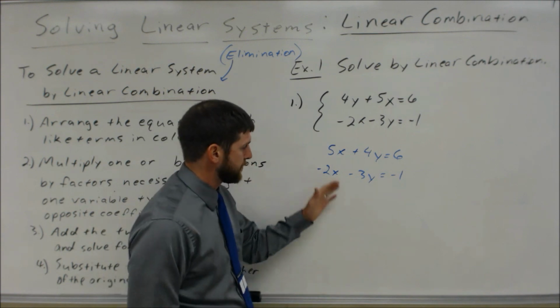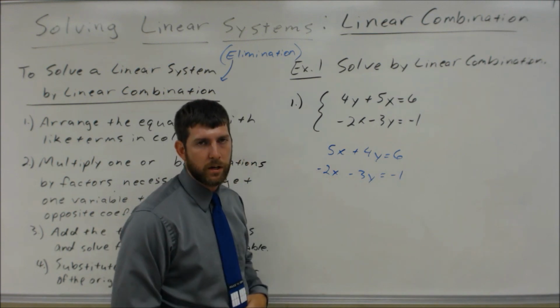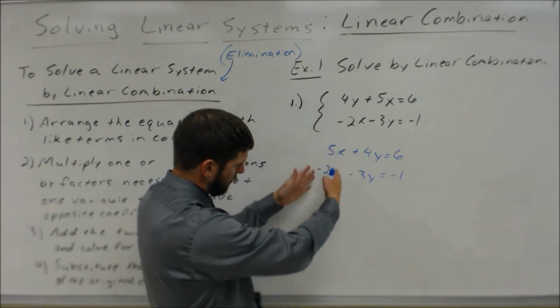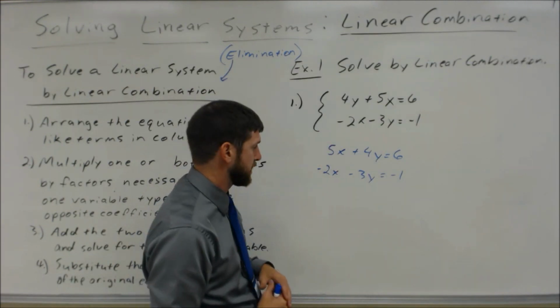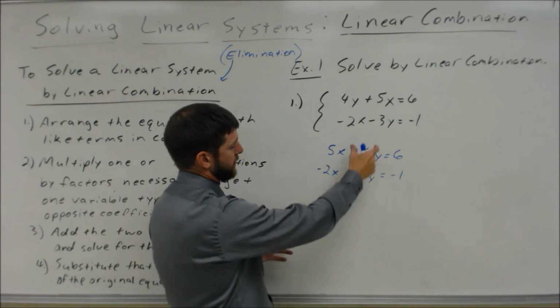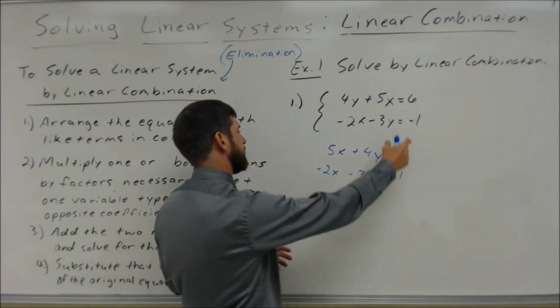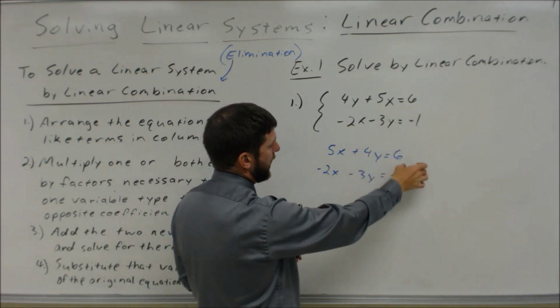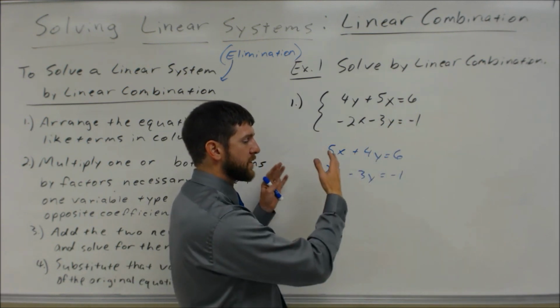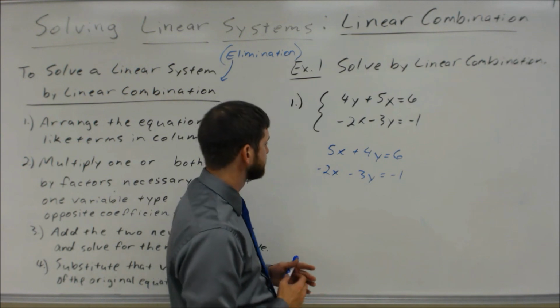Now, sometimes in this step, you may have to move something from one side of the equal sign to the other, because I need all my like variables on the same side. So here I have all my x's and y's on the left of the equal sign, and my constants are on the right. It doesn't make a difference if all my y's were over here with my constants, as long as I have the same variables on the same sides.